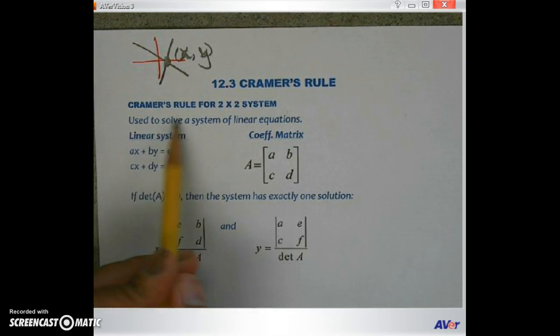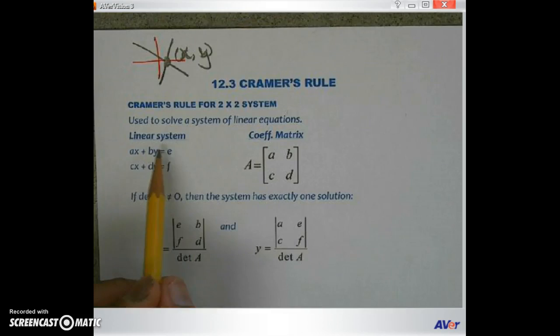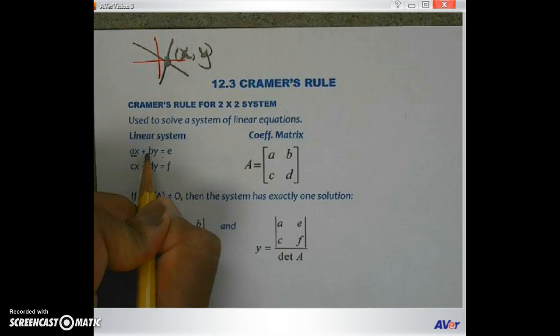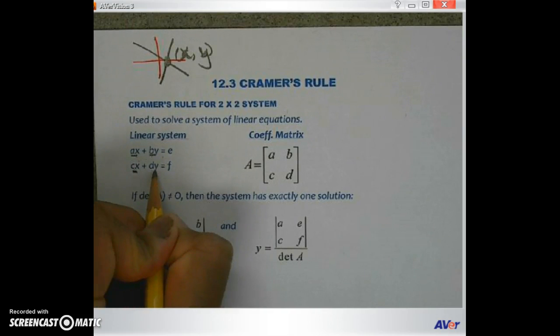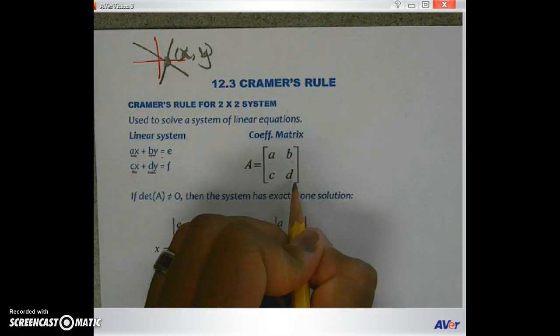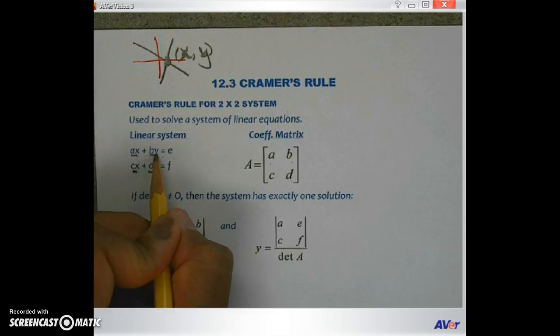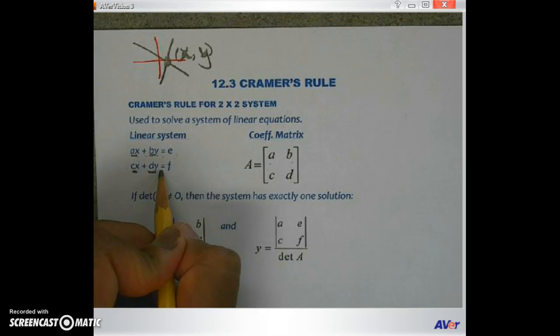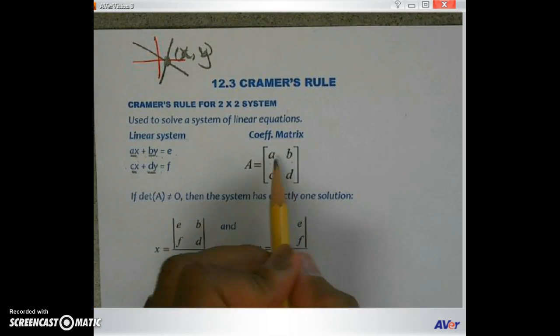So Cramer's rule for a 2 by 2 system. If you have a linear system, ax plus by equals, let's say, e, and cx plus dy equals f, there's two things I want you to know. Number one is the coefficient matrix. That's the one that's created by your coefficients a, b, c, and d, because typically these will be just regular numbers, like 2x plus 5y equals 7, or negative 3x plus 7y equals 9. That's how we'll get our coefficient matrix.